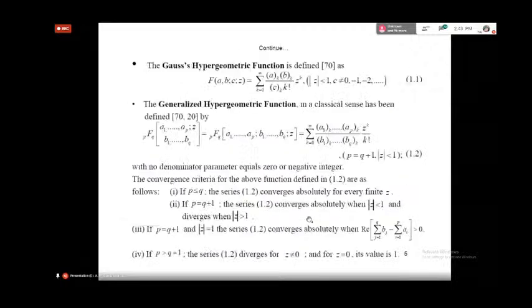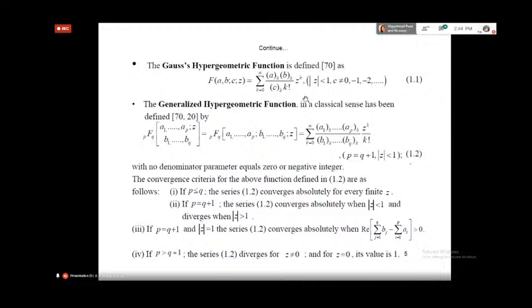So let us come to the hypergeometric function. Basically, the hypergeometric function is given by this equation, 1.1. As you know, this is the hypergeometric equation, and it can also be expanded into the form of this equation. The condition is this: basically, mod of z is like that.